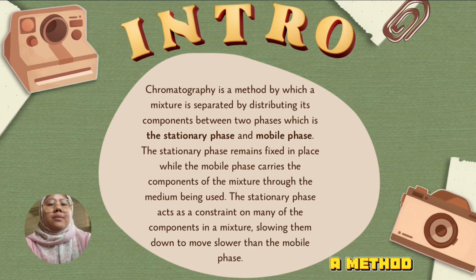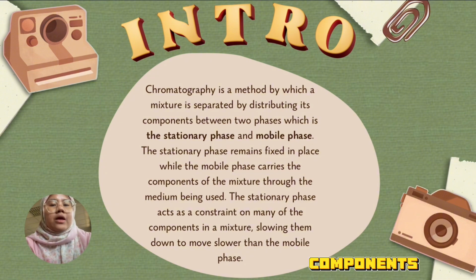Chromatography is a method by which a mixture is separated by distributing its components between two phases, which are the stationary phase and the mobile phase. The stationary phase remains fixed in place, while the mobile phase carries the components of the mixture through the medium being used. The stationary phase acts as a constraint on many of the components in the mixture, slowing them down to move slower than the mobile phase.